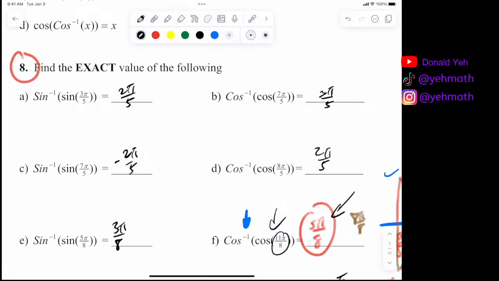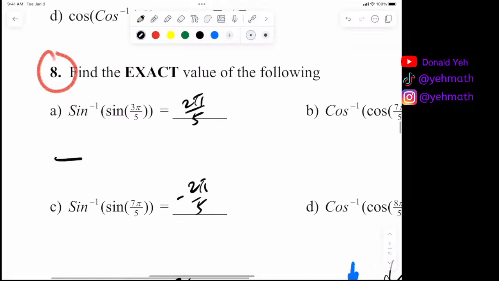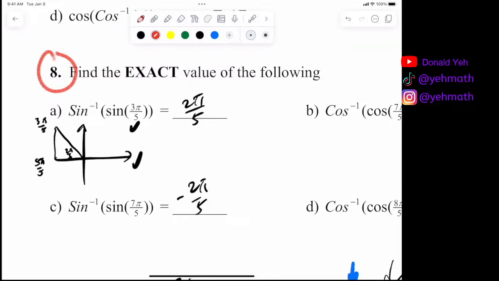First of all, I always figure out the quadrant first. 3 pi over 5, which quadrant is that? Right, because this is 5 pi over 5, so it's going to go back. This is 2 pi over 5. Would you say this is 3 pi over 5? Sine inverse has to be either this or this, right? But since you want the same output, the same sign, this has to be this. If you know this opening is 2 pi over 5, then it goes 2 pi over 5 here, and that's how you get 2 pi over 5.